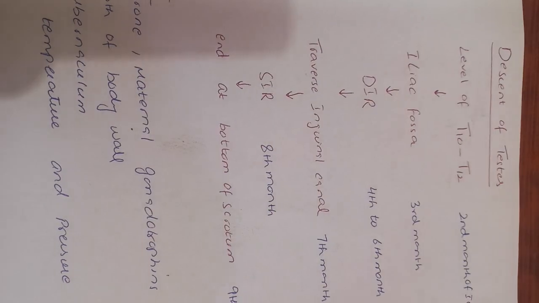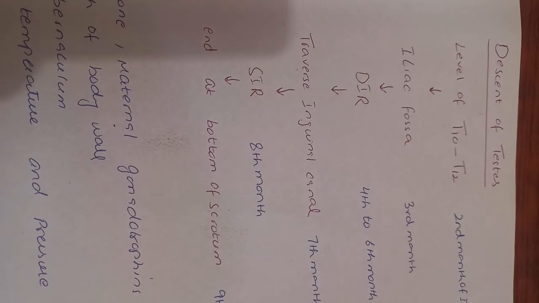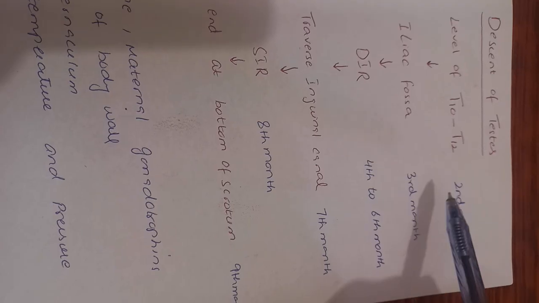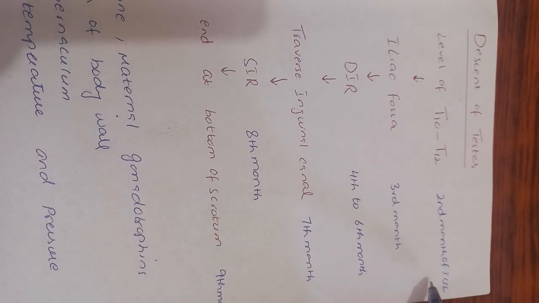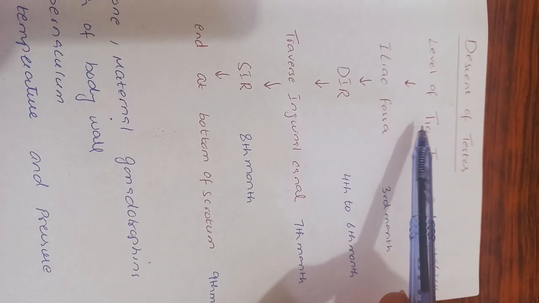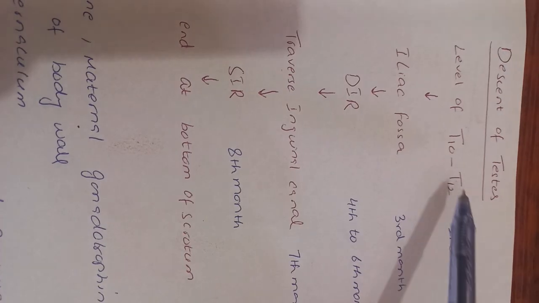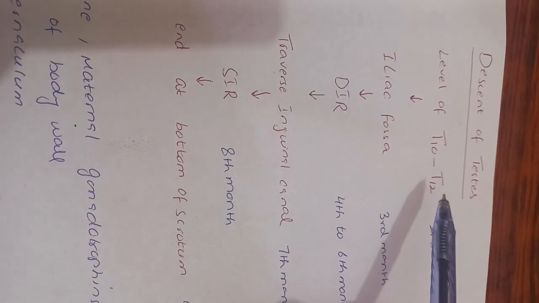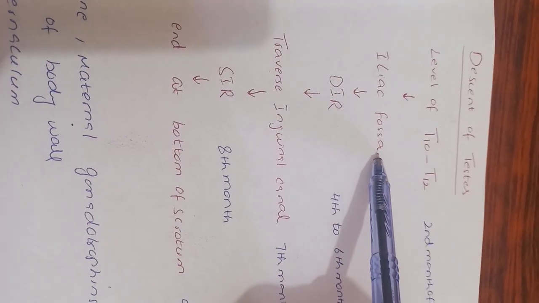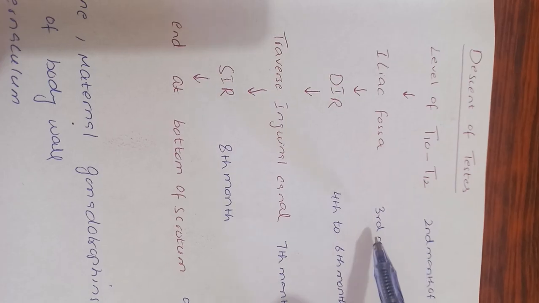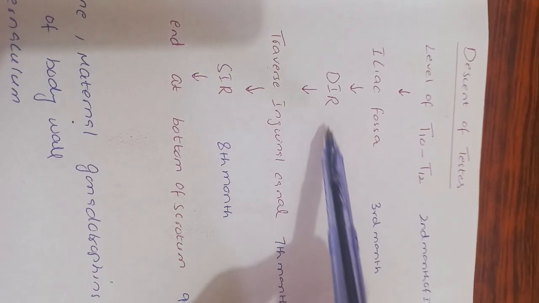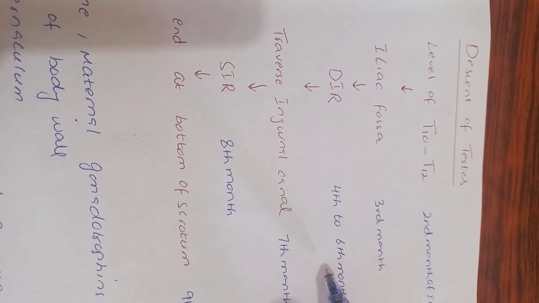Today we will discuss the descent of the testes. Testes descend starting in the second month of intrauterine life, when they are present at the level of the T10 to T12 vertebrae. Then the testes will reach the iliac fossa during the third month, and the deep inguinal ring during 4 to 6 months.